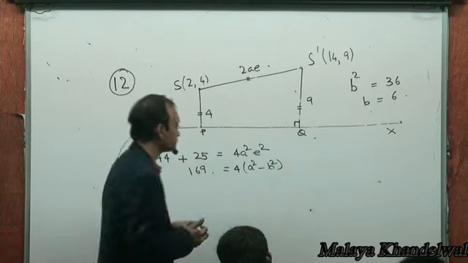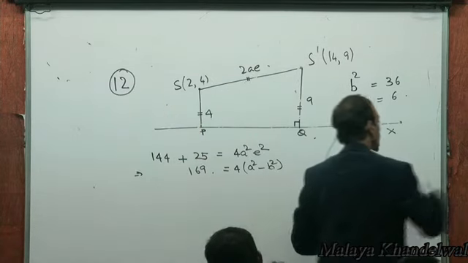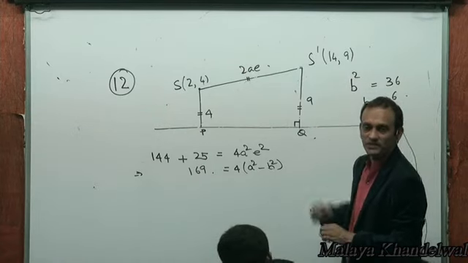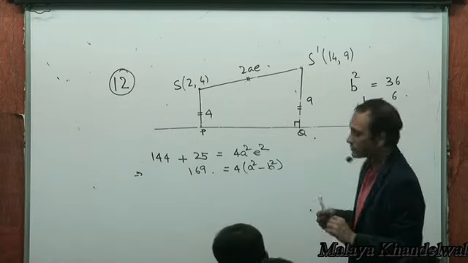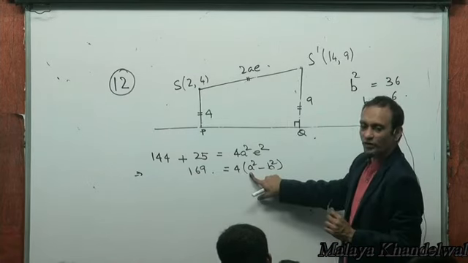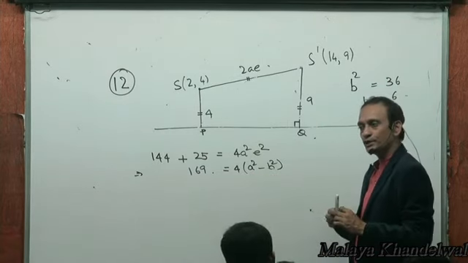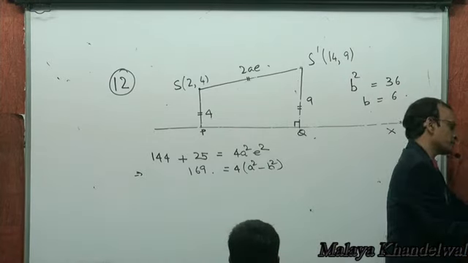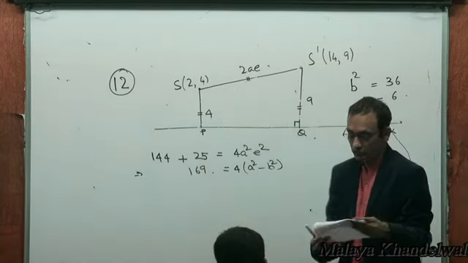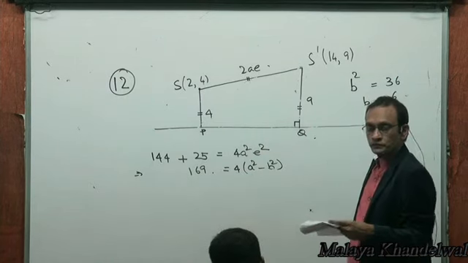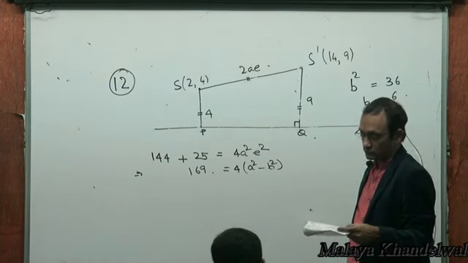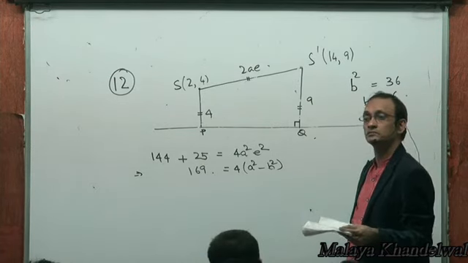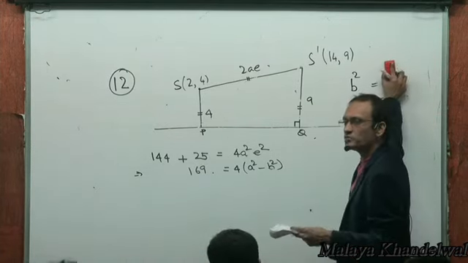Clear? So if you know A and B, you can find the eccentricity, 1 minus B squared by A squared. B is known, A can be computed from this, then the eccentricity could be obtained, whatever it turns out to be. Clear? Can I wipe this off?